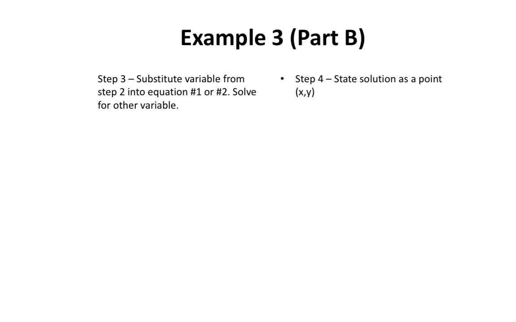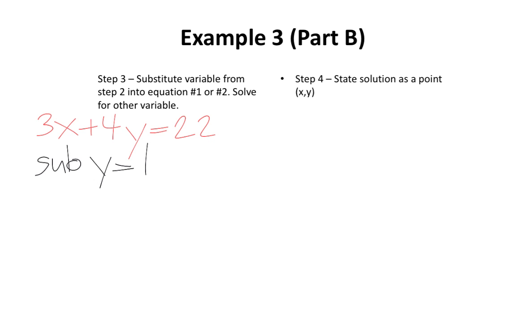In our third step, we want to substitute the variable from step 2 into either equation 1 or 2, and then we want to solve for the other variable. Let's start by selecting an equation. It doesn't matter which one you choose, but I'm going to choose equation 1 in this situation. So I have 3x plus 4y equals 22. I'm going to write myself some instructions. I'm going to substitute in y equals 1. That is what I figured out in our last step. So instead of writing y, you're going to write 1 in brackets. And everything else stays the same.